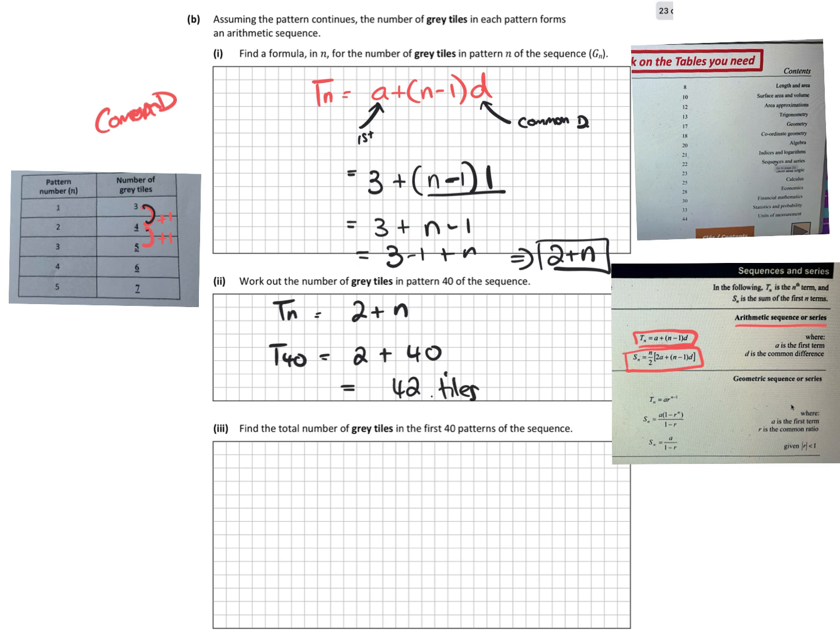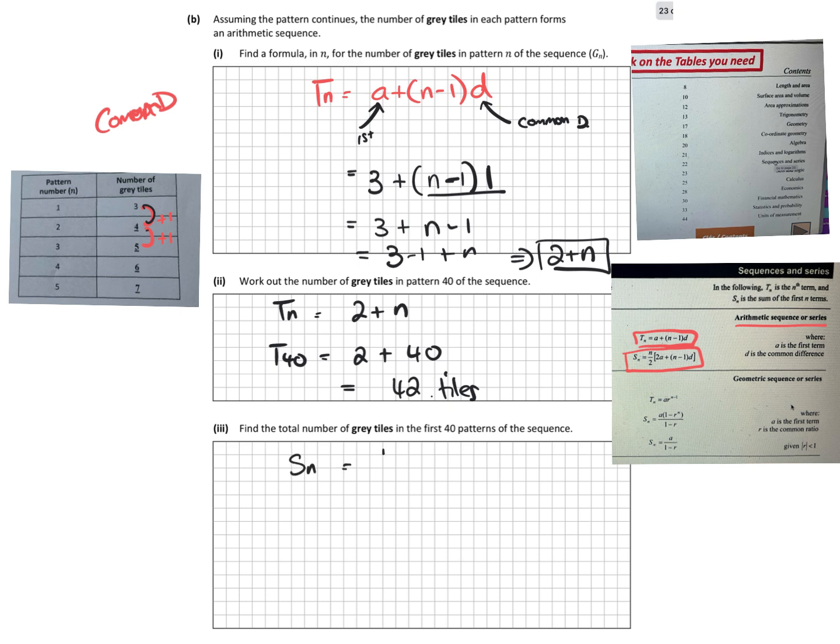Find the total number of grey tiles in the first 40 patterns of the sequence. So you can see how this is a completely different question to this one here. Okay, it's saying, right, well, if you were to add up all the tiles in the first 40 patterns, what would it be? And that's when we use this formula here, the SN formula, okay? The sum of the series or the sum of the sequence. So let's write down the formula first and get some marks.